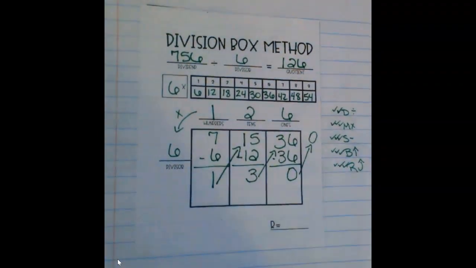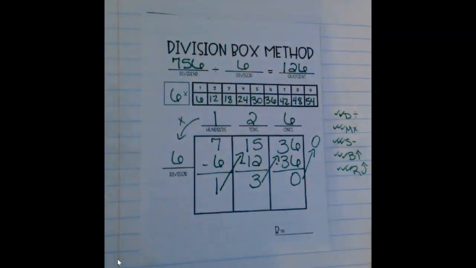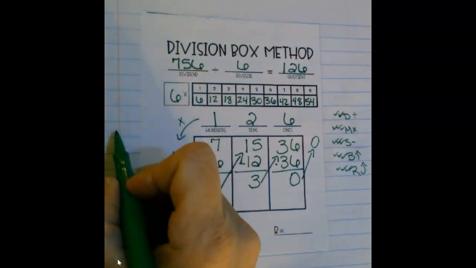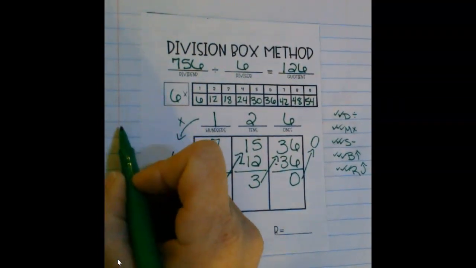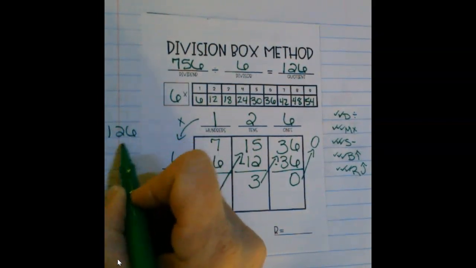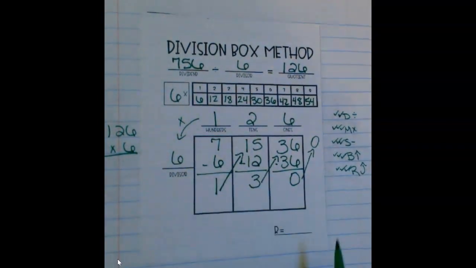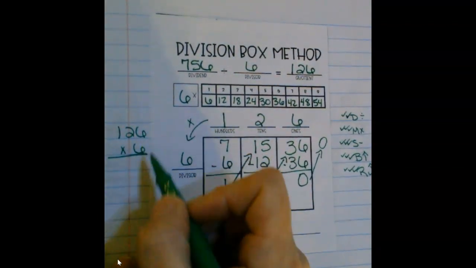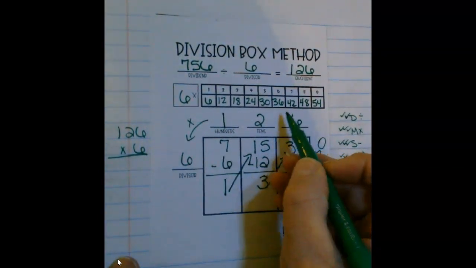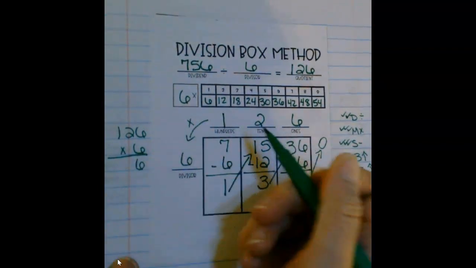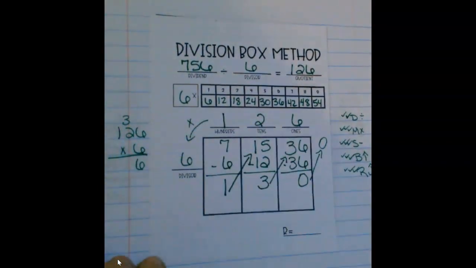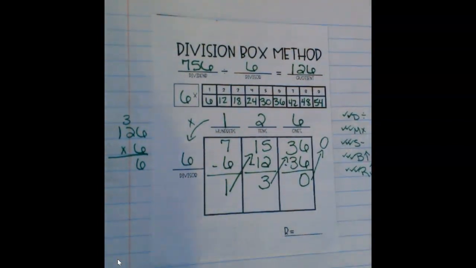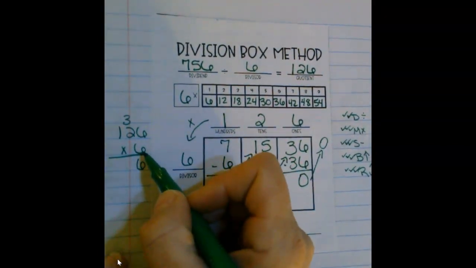So, I'm going to have to do the inverse operation, which for division is going to be multiplication. So, I'm going to have to multiply 126 times 6. And if I do it correctly, what should my product be? Should be 756. So let's see. 6 times 6 is 36. So I'm going to put my 6 in my 1's place. I'm taking my 3 tens over to the 10's place.